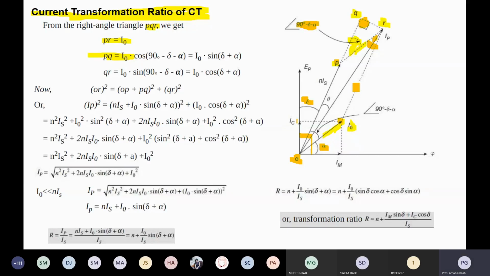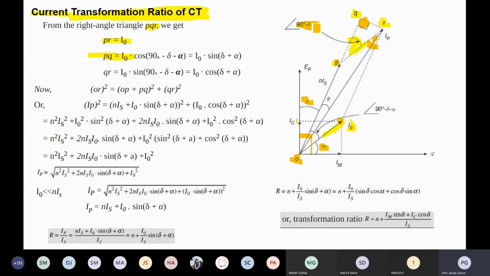So what is the value of PR? PR equals cos of this angle, 90 degree minus delta minus alpha, so it is coming I0 sine delta plus alpha. Simple thing, it's a trigonometric formula. Then what is the value of QR? QR is this one, again sine of this angle, so it is coming I0 cos delta plus alpha.